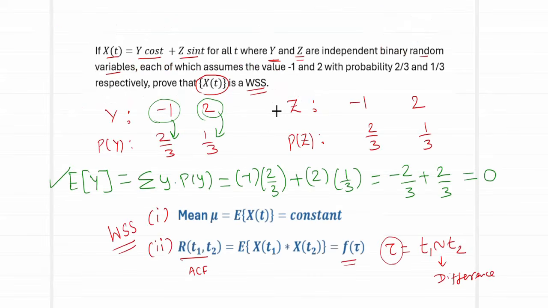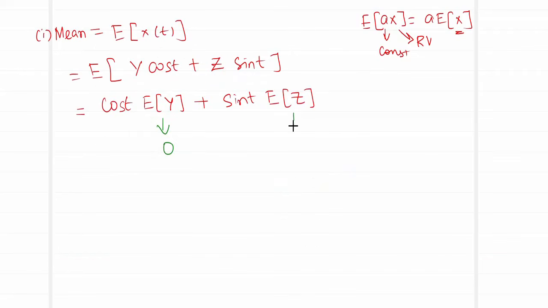Now, what about the variable z? Random variable z also takes the same value minus 1 and 2 with the same probability 2 by 3 and 1 by 3. So this implies E of z will also be the same 0. So go substitute it over here. E of z turns out as 0. So what we are getting now? Cos into 0 is 0. Sine into 0 is 0. So finally what we have is mean is 0 and we know that 0 is a constant.